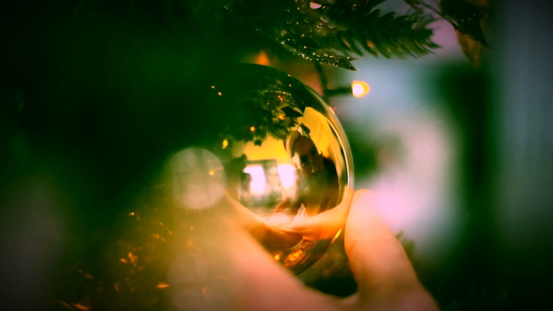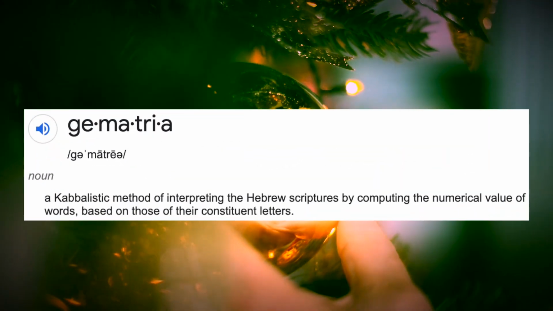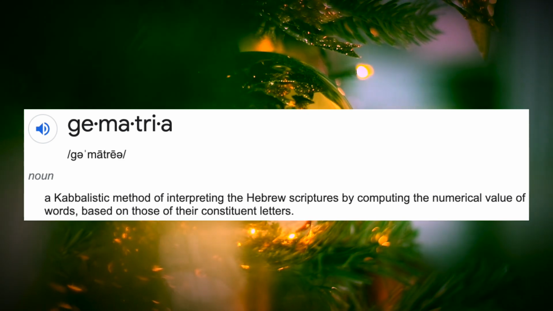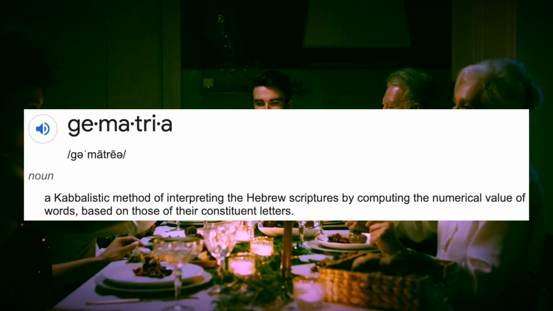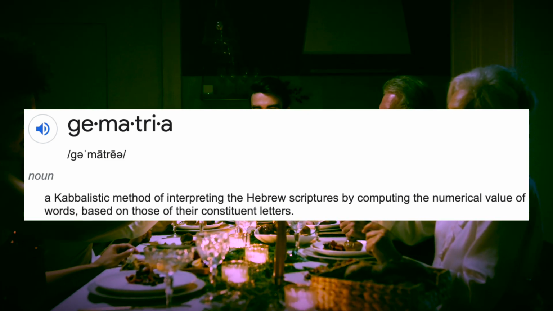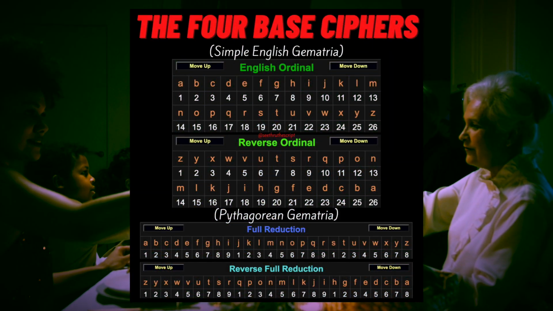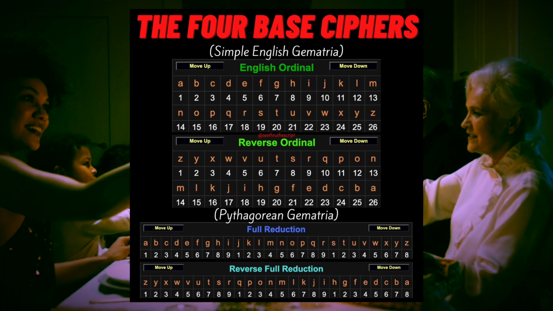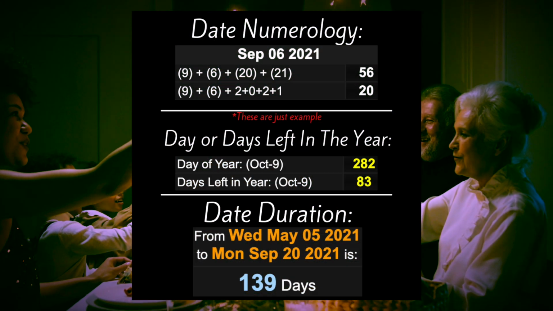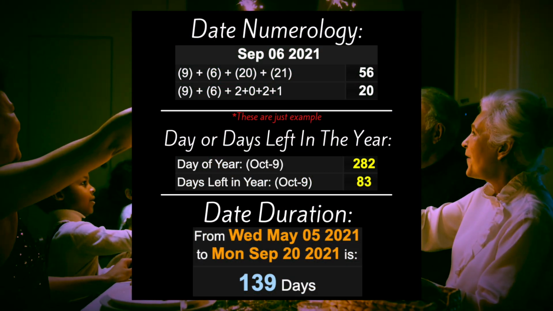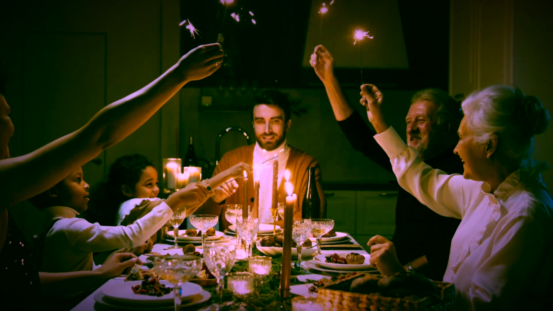For those new here, I'll be using the practice of Gematria, which derives from Jewish mysticism. In these videos, we're using English Gematria, where we attach a numeric value to each of the 26 letters in the alphabet. There are 4 base ciphers. Then we tie the Gematria values to the numerical patterns within the date numerology. With all that being said, let's begin the video.